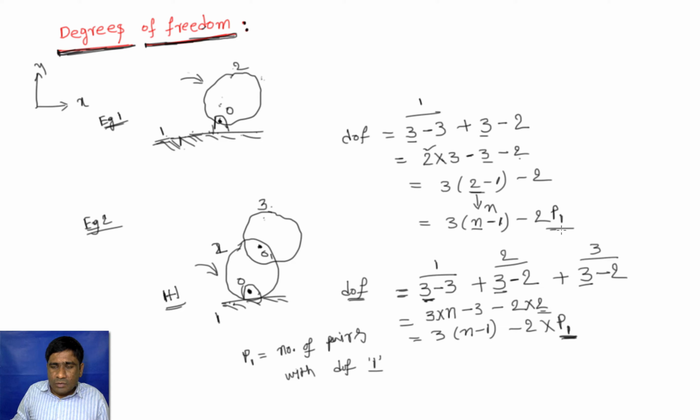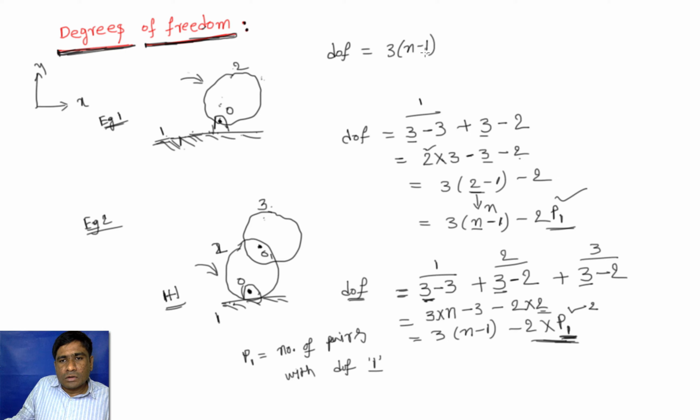But in this case, what is the value of P1? That is only 1, because we have only one pair of links with the degree of freedom 1. But here in this case P1 equal to 2. Why? Because here we have two pairs having degree of freedom 1. So in a general sense, can we define DOF equal to 3 into n minus 1 minus 2 P1.